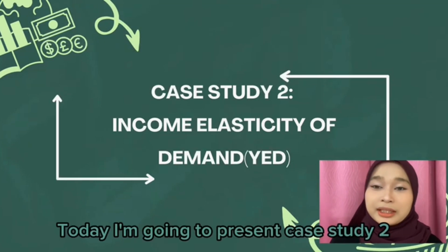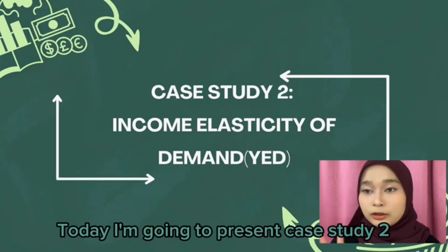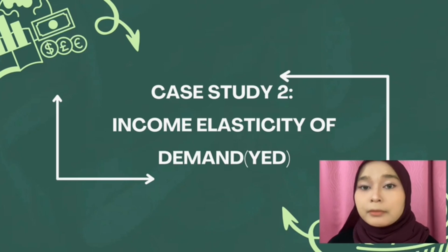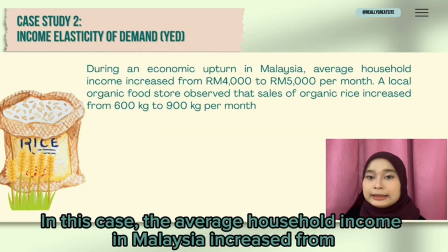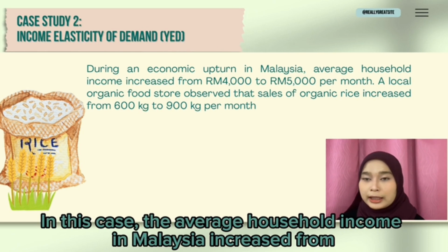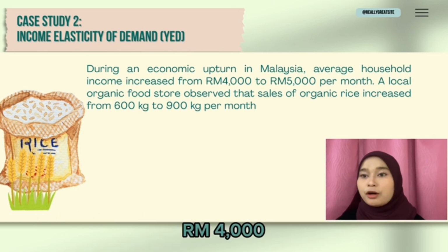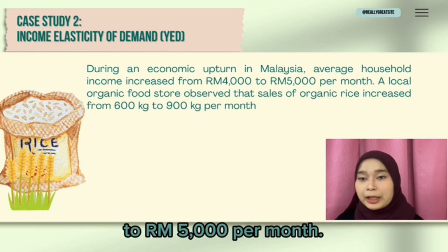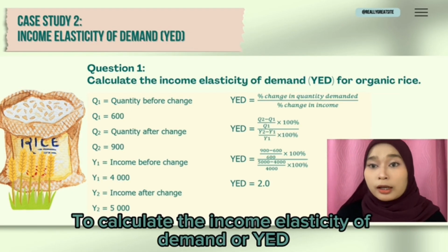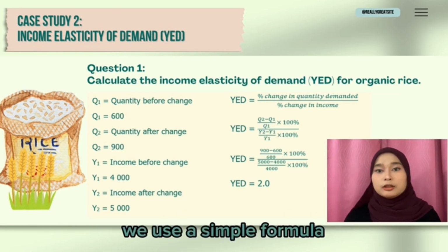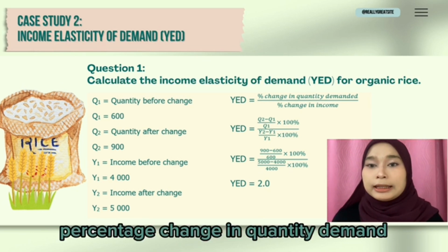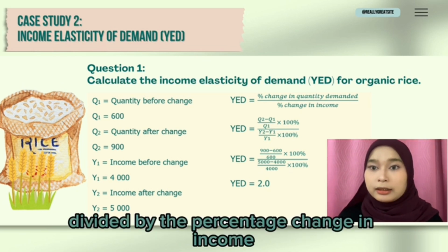Assalamualaikum everyone. Today I'm going to present case study 2, focusing on income elasticity of demand, or YED. In this case, the average household income in Malaysia increased from 4,000 ringgit to 5,000 ringgit per month. To calculate the income elasticity of demand, or YED, we use a simple formula: percentage change in quantity demanded divided by the percentage change in income.